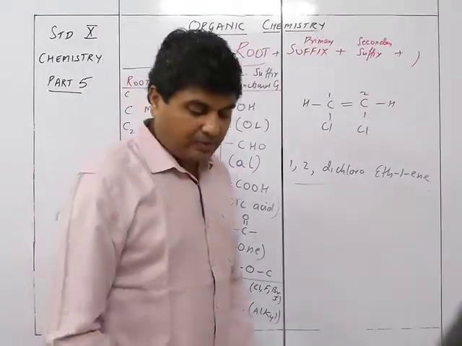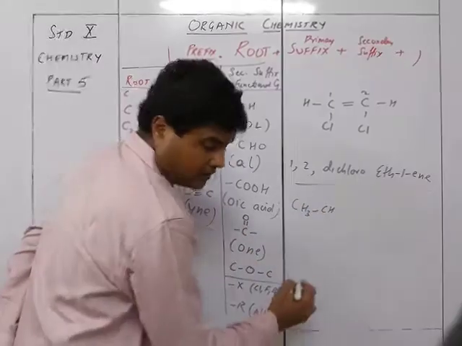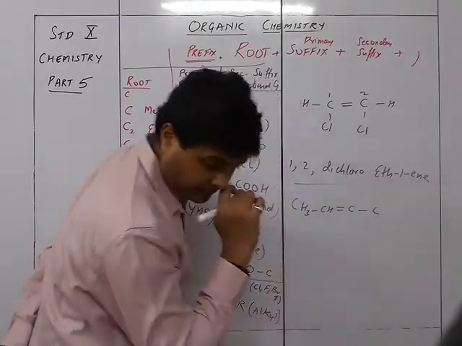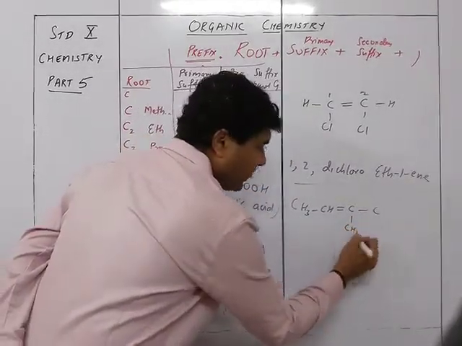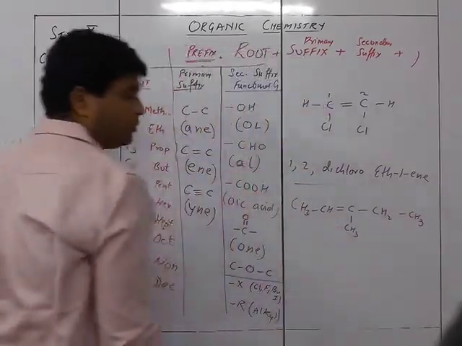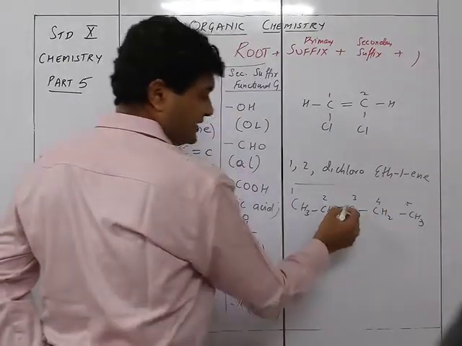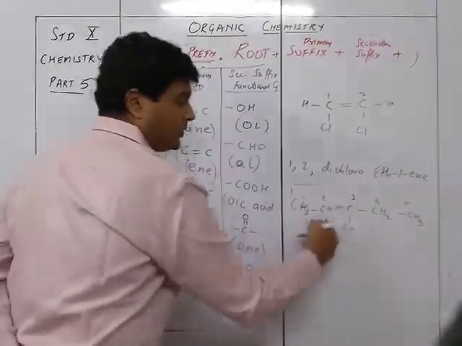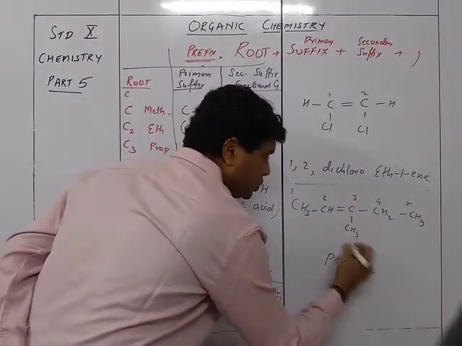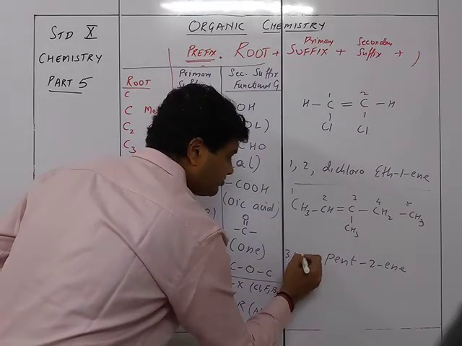We can have another example, which could be CH3CH, then a double bond, C, and then CH3 over here, and CH2 and CH3. In this case again, the numbers will be 1, 2, 3, 4, 5, because this gets the lowest number. Accordingly it will be 5, so it will be pent. And then you have it as 2, so 2-ene, and this will be 3-methyl.